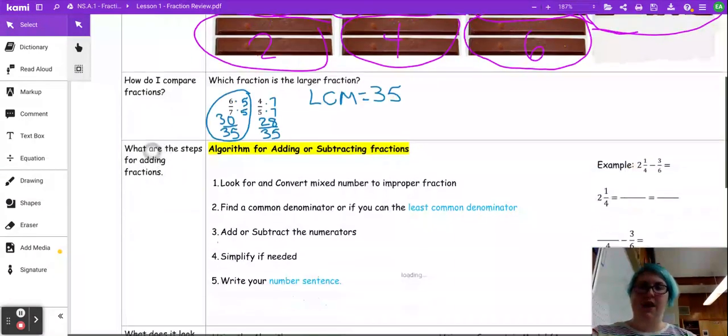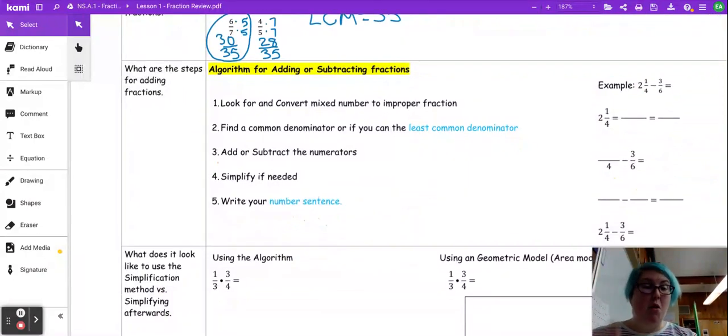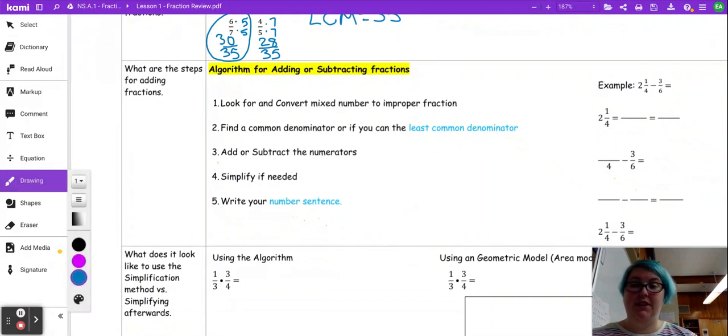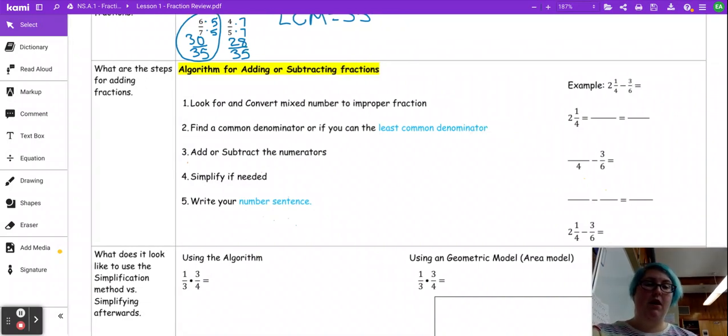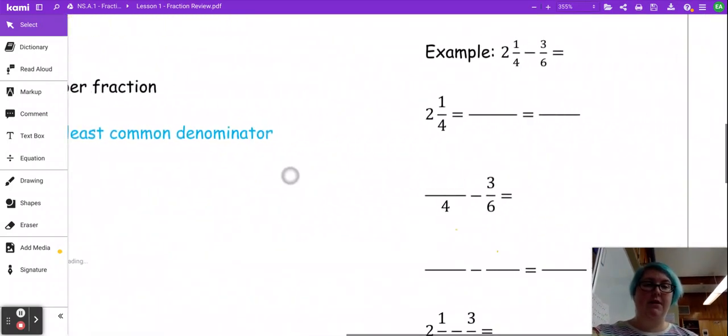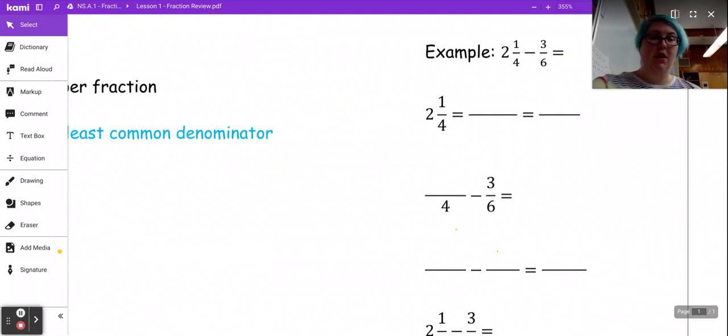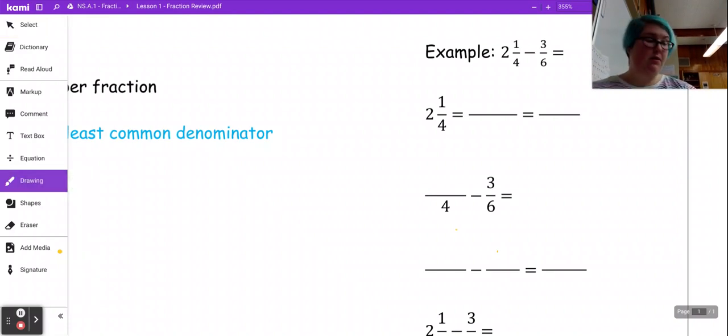All right, so now the algorithm or the steps to add and subtract fractions are listed here. I am not going to go over these steps. They are there for you. We are going to go over how to do this problem. So our example is going to be 2 1/4 minus 3/6. So how in the world do we do this?